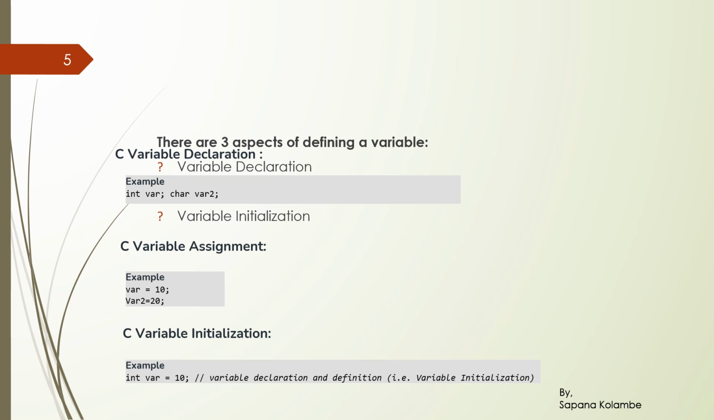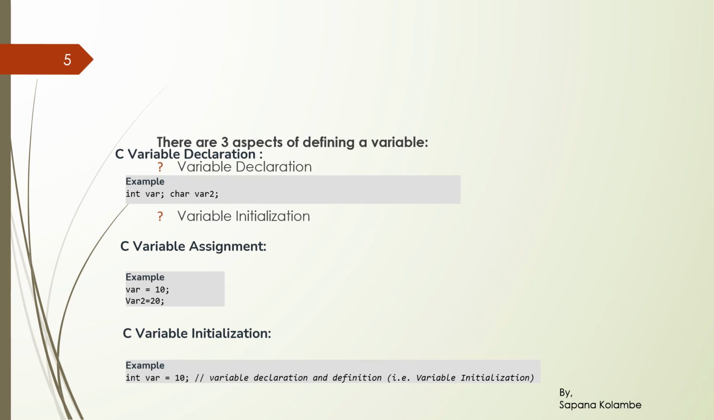The next is variable initialization. Variable initialization is the combination of declaration along with assignment. In the same line we declare the variable along with the data type and we define the value of that particular variable. So int var equal to 10: first we create the var variable of integer type and the value 10 is assigned to that variable.